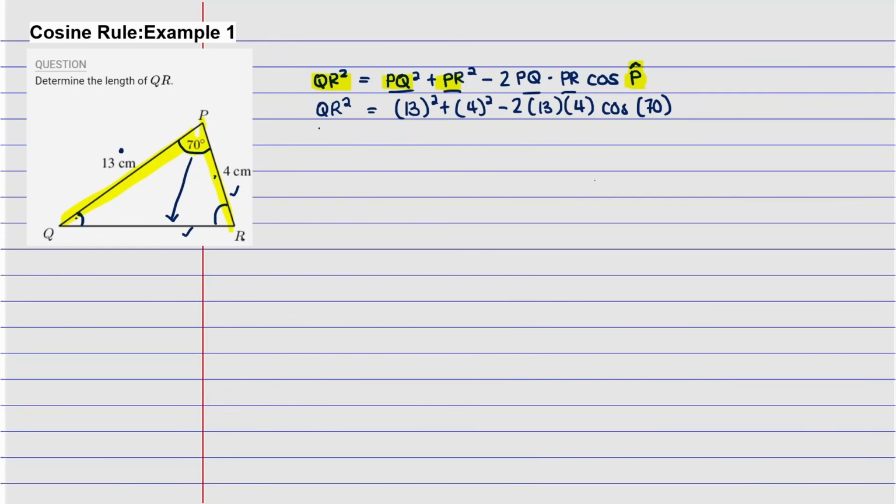Punch that into the calculator. QR squared is basically going to be equal to 149.42. Then square root both sides, so QR is basically going to be equal to 12.2 centimeters. So that's how you would solve this question. I hope that made sense.